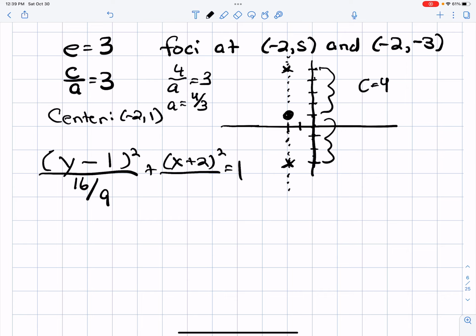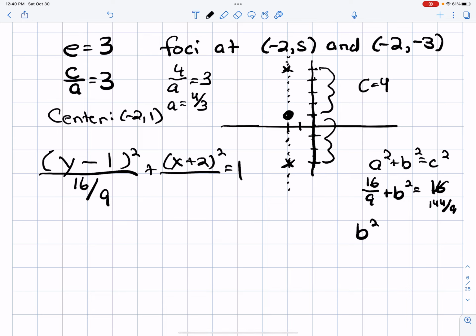And then for A squared plus B squared equals C squared, 16/9 plus B squared equals 16. So 16 is the same thing as what? 144 over 9. So B squared equals 128 over 9. So the 128 over 9 has to go here.